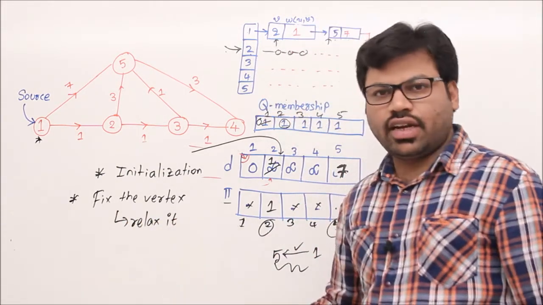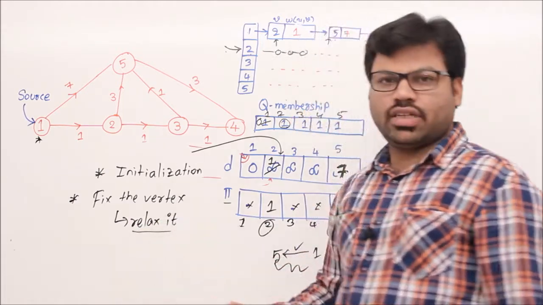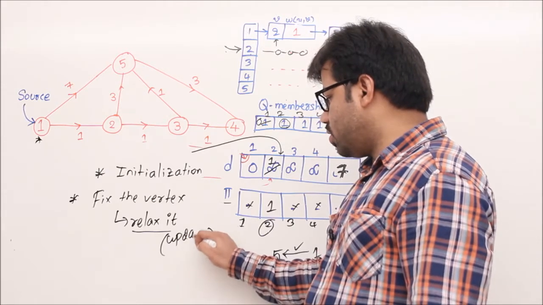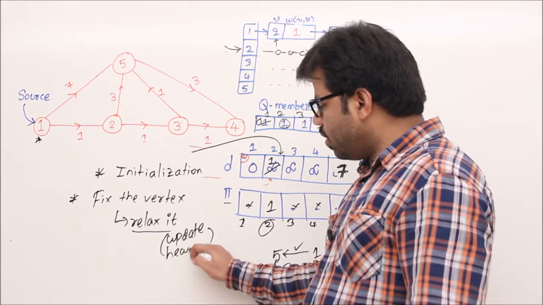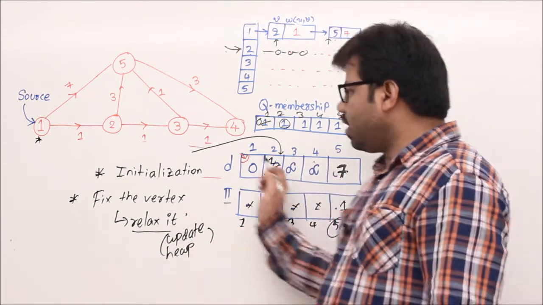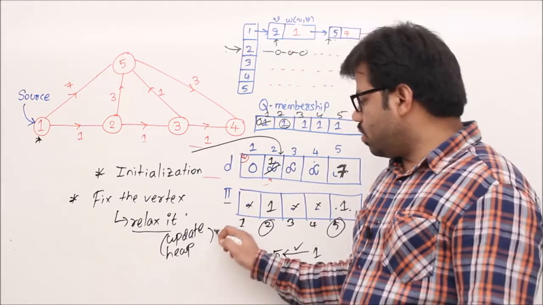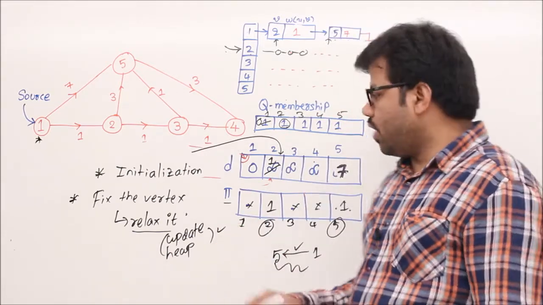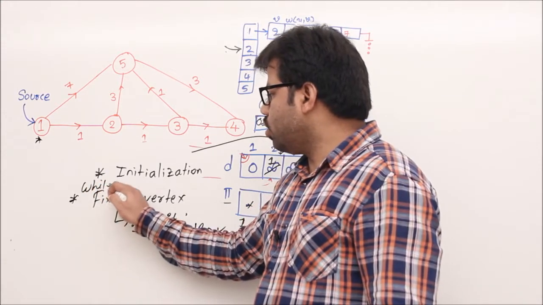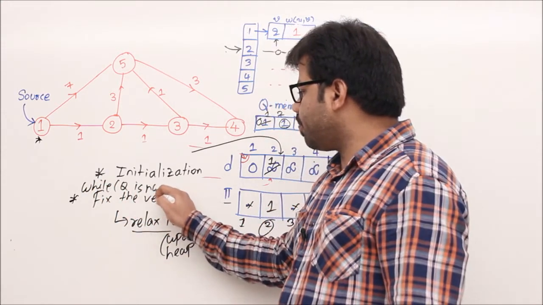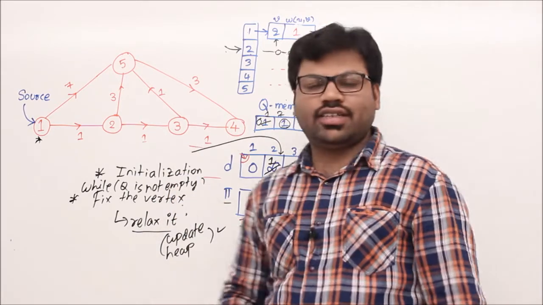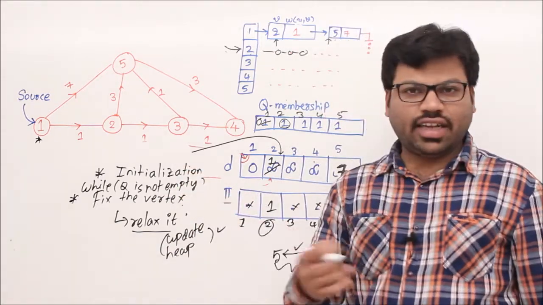So you know how to relax it, correct? In the relaxation, we know the time complexity also. Once you are relaxing it, you update heap values. Whenever some D value is updated while relaxing, the corresponding heap should be updated. That's it. So that is updating the heap. Now, anything else? Again go to the start, it's a loop, right? While your queue is not empty, keep on fixing the vertex and relaxing it. That's it. Now we can easily understand the time complexity.